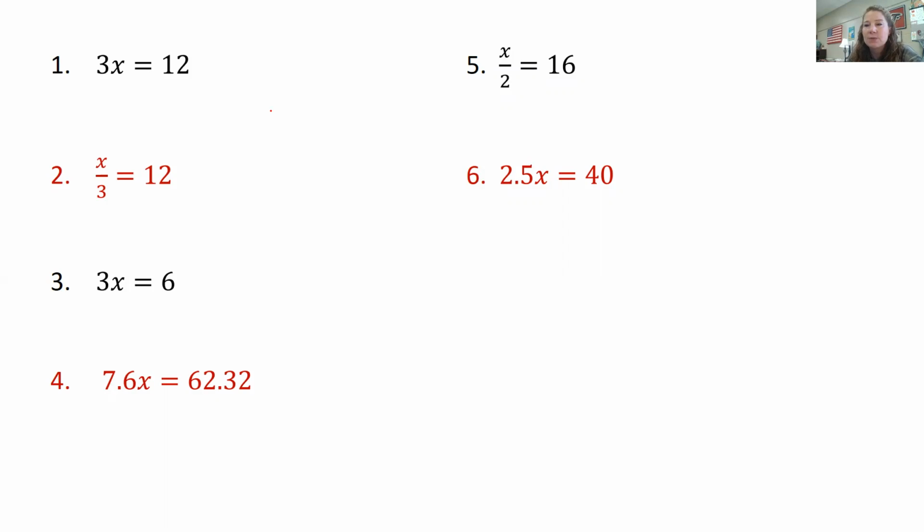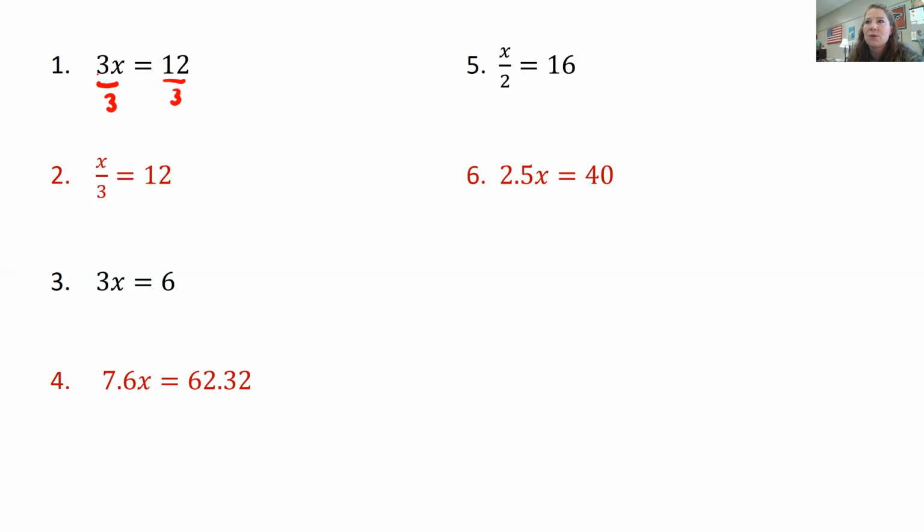Now, last week you solved for your variable by adding or subtracting. So look at number 1. It says 3 times x equals 12. Well, last week we talked about doing the opposite operation. So last week when you saw x plus 3 equals 10, to get x alone, you would subtract 3. So we're doing the same thing, kind of. We're doing the opposite operation. So what is the opposite of multiplication? Division, right? So we're going to divide both sides of the equal sign by 3.